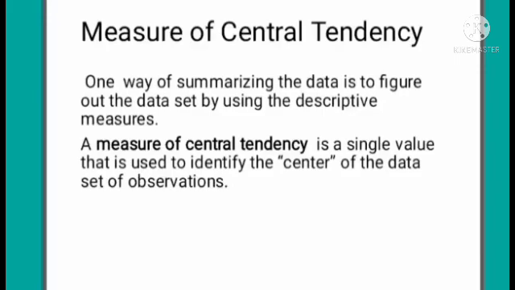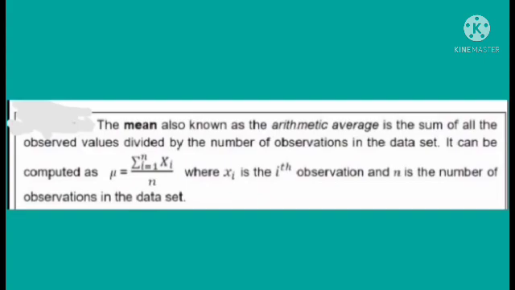Next, measures of central tendency. One way of summarizing the data is to figure out the data set by using a descriptive measure. A measure of central tendency is a single value that is used to identify the center of the data set or set of observations. There are 3 measures of central tendency: the mean, median, and mode. The mean, also known as the arithmetic average, is the sum of all the observed values divided by the number of observations in the data set.